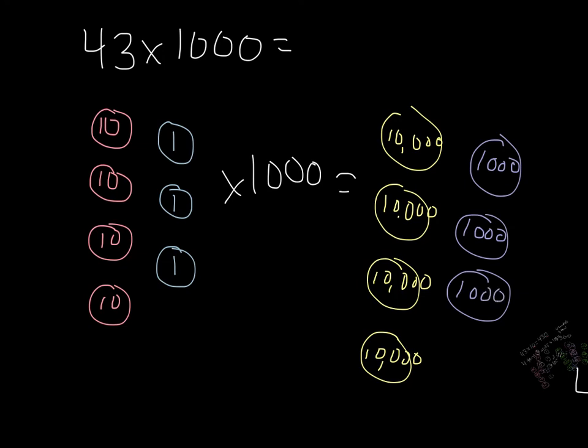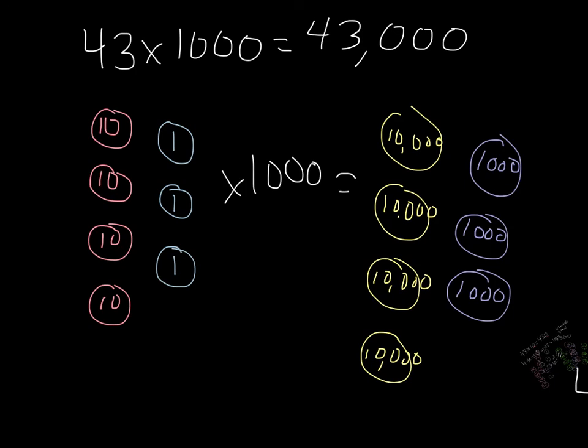And so if I put those together, then what I have is 4 10,000s, 3,000s, and no hundreds, tens, or ones. 43 times 1,000 is 43,000. I multiplied times 1,000, so I added 3 zeros.